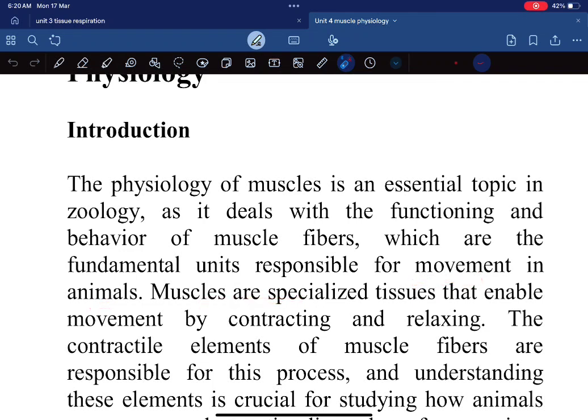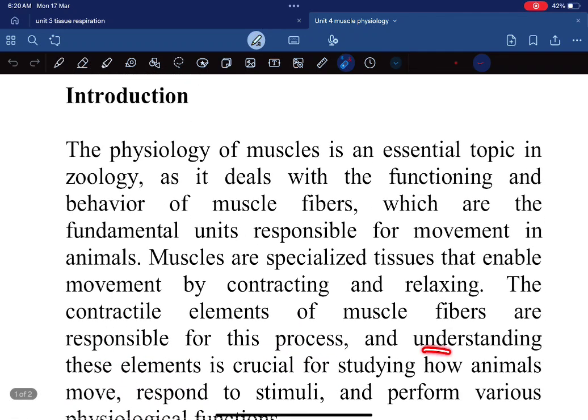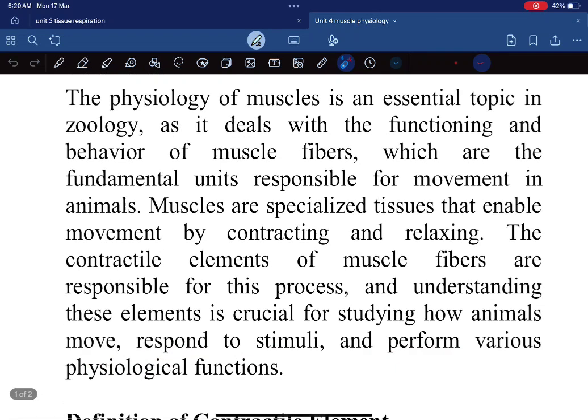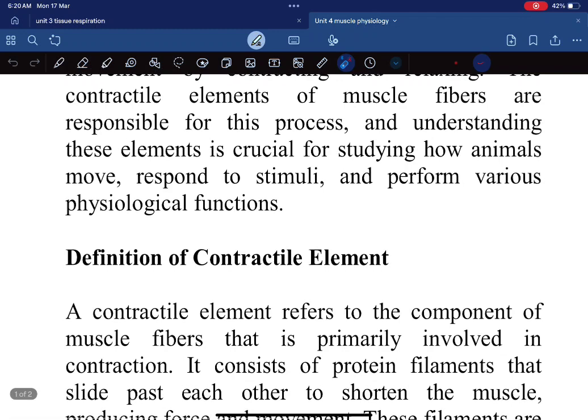Muscles are specialized tissue that enable movement by contracting and relaxing. The contractile elements of muscle fiber are responsible for this process, and understanding these elements is crucial for studying how animals move, respond to stimuli, and perform various physiological functions.